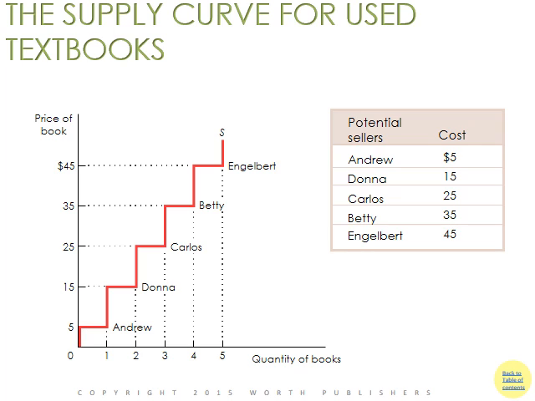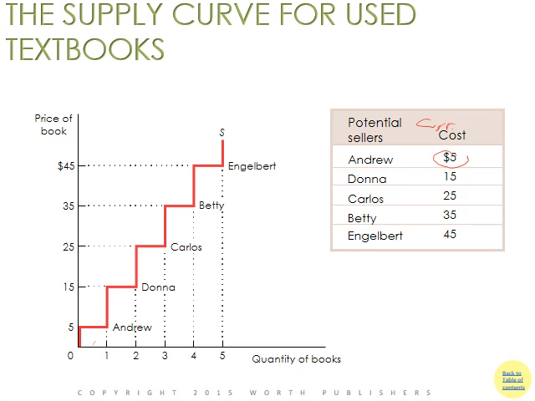Same market for used economics textbooks has 5 potential sellers. Andrew has an opportunity cost for his textbook. Opportunity cost meaning the value in its next best alternative to Andrew is only $5. So when the price of the book is $5, Andrew is going to be willing to sell his textbook. At a price below that, he's not willing to sell his textbook.